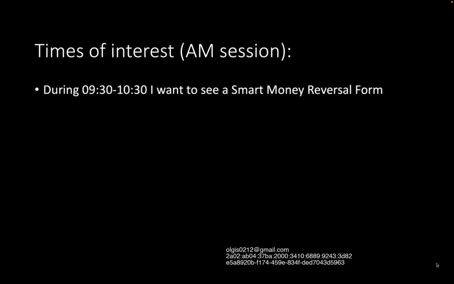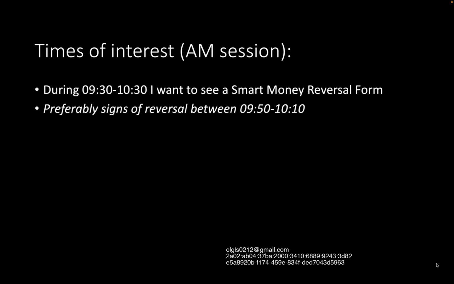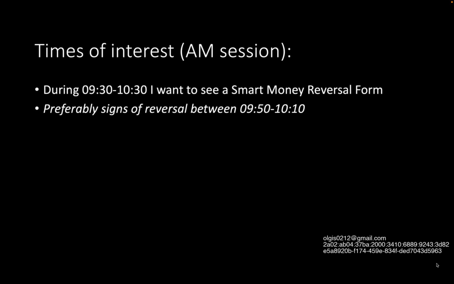To summarize, here are the times of interest for the AM session. During 9:30 to 10:30 AM, I want to see a smart money reversal form. I preferably want to see signs of a reversal between 9:50 to 10:10. The reason why I preferably want to see signs of reversal between that time window is because that time window is a 20-minute macro. This macro has the characteristic of introducing or injecting speed and velocity into the marketplace, and therefore we want to see a reversal occur during that time window.